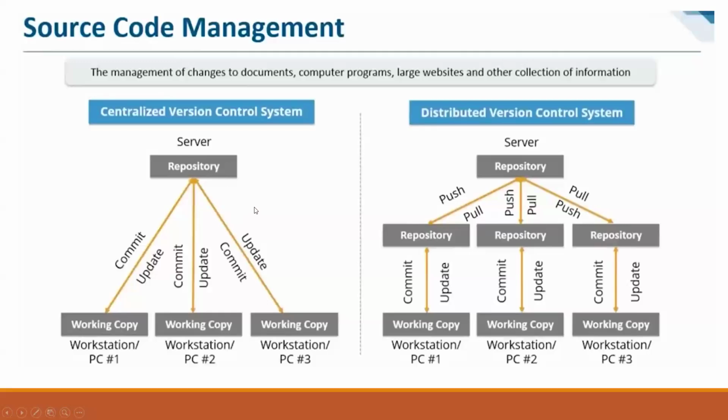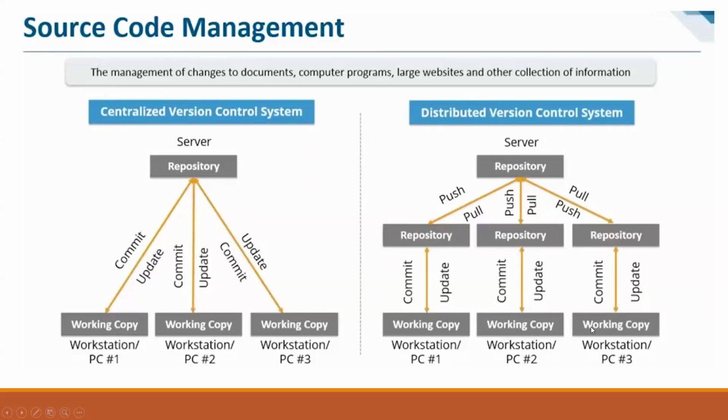So for that purpose, a big innovation came into the picture. That is the distributed version control system. Git is a distributed version control system. It was developed by Linus Torvalds, who developed Linux. That guy developed Git and released it as open source. So what are the advantages of the distributed version control system?